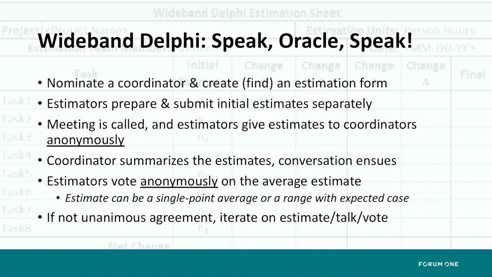The coordinator shares all of the estimates with the people in the room. Then there is discussion. Hey, wow, one of these estimates was for 10 weeks. Everything else was for 7. Why do you think that could be 10 weeks? And the estimators then vote anonymously on the average estimate, and only when everyone is in unanimous agreement is an estimate approved. So this process can lead to a 40% improvement in the estimate accuracy compared to what the initial estimates were.